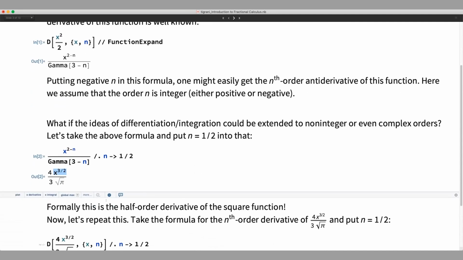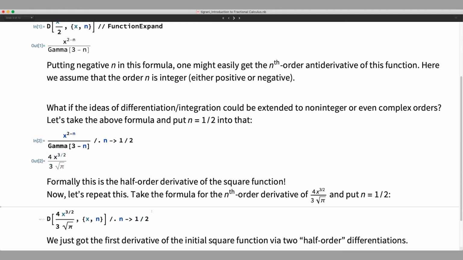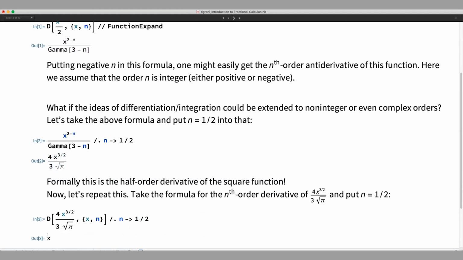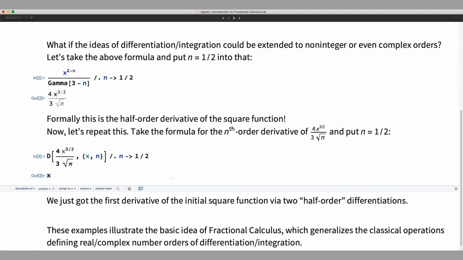So if we repeat this once more, so we'll take the nth order derivative formula of this function and put one half into that, we will get immediately x, which is nothing else than the ordinary derivative of the square function, but we gained it using two, say, half order differentiations. These examples illustrate the basic idea of fractional calculus, which generalizes the classical operations to real or complex number orders.